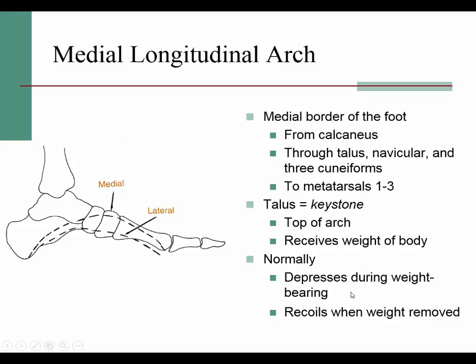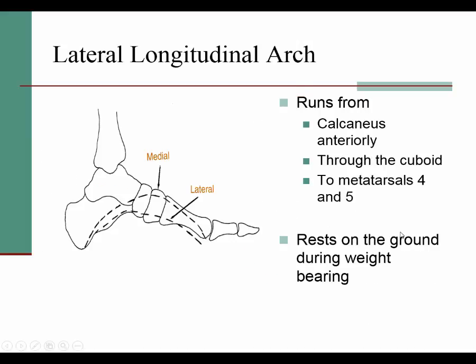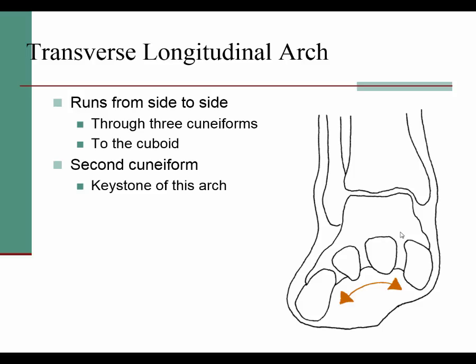That's important. The lateral longitudinal arch runs from the calcaneus anteriorly through the cuboid to metatarsals 4 and 5. And so remember, 4 and 5 are on the outer part of the foot. That's why we call it the lateral longitudinal arch, because it's named for where it's placed. This will rest on the ground during weight bearing. The transverse arch, transverse means across, so it runs from side to side, goes through the three cuneiforms to the cuboid. The second cuneiform is the keystone of this arch.